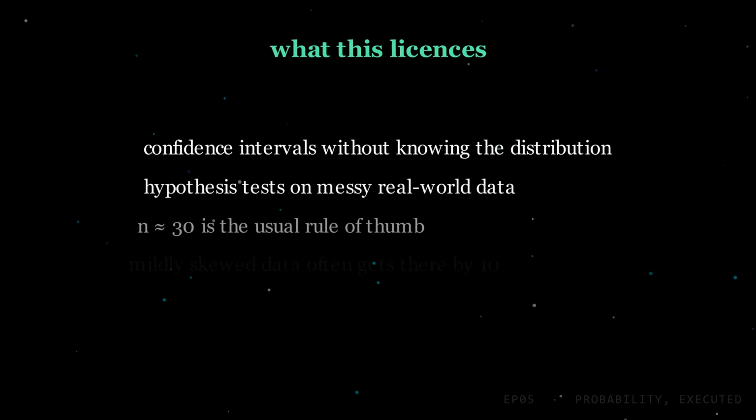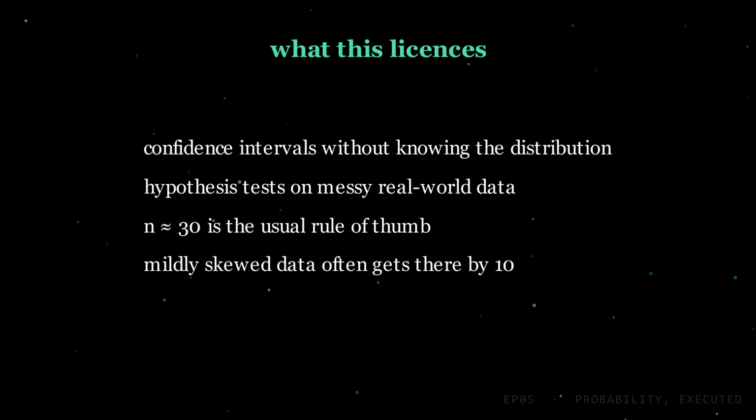This is what licenses most of statistics. It's why you can build a confidence interval around a mean without knowing what distribution your data came from. It's why hypothesis tests on averages work on messy real-world data. And practically, if you're averaging, roughly 30 samples is the usual rule of thumb for the bell to be a good approximation, though mildly skewed data often gets there by 10.